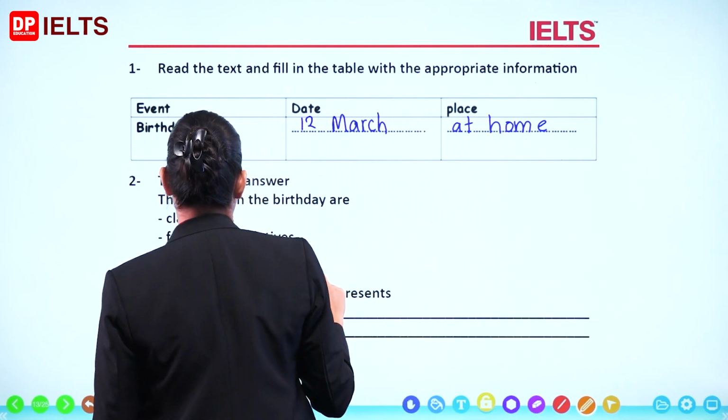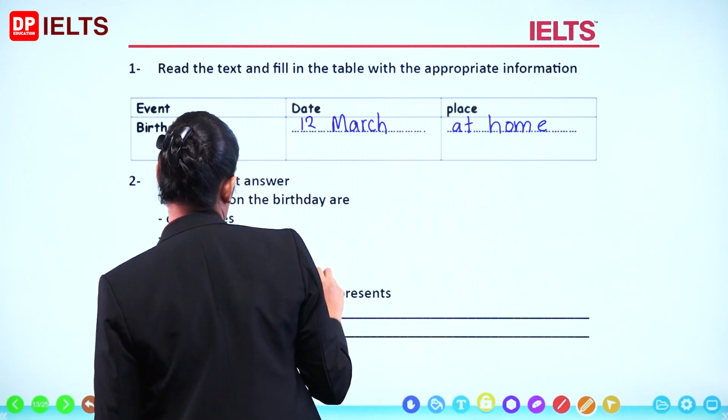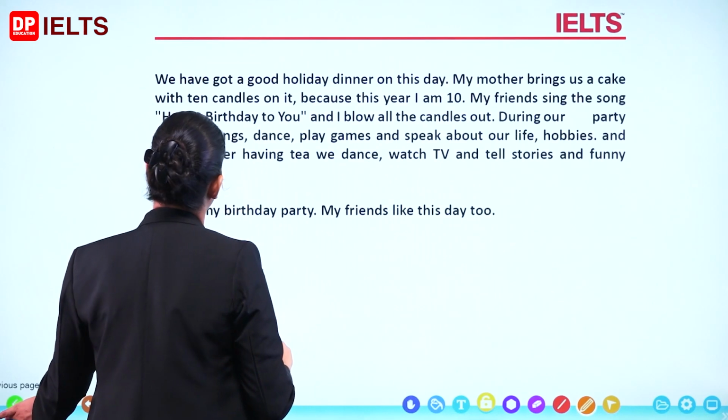Tick the right answer. The guests on the birthday are classmates, friends and relatives, friends only. Friends and relatives. What do the guests bring as presents?